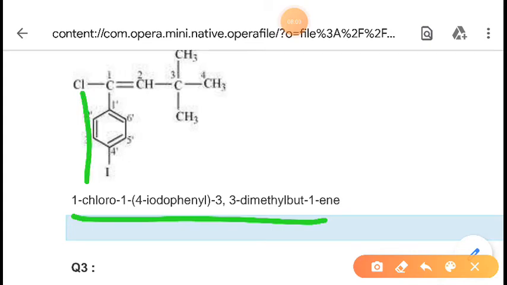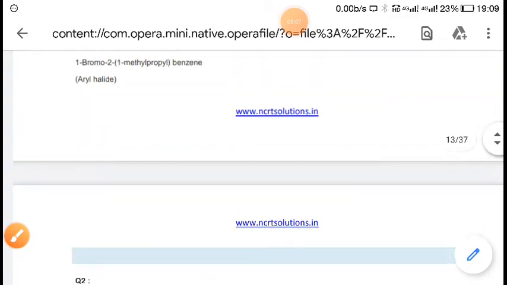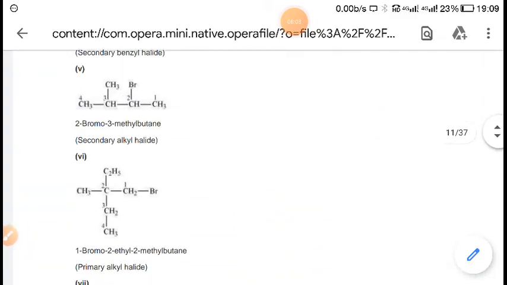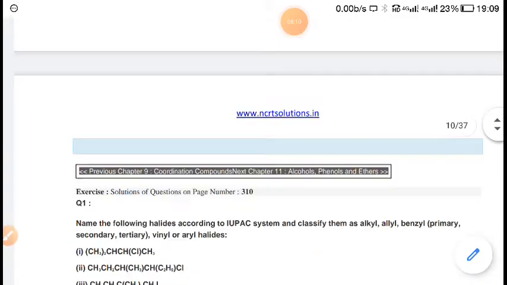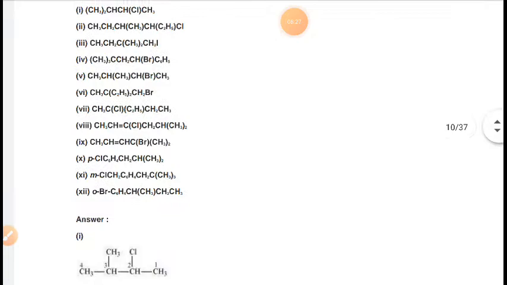After that we will name question number 3. Question number 3 is just, we have to identify which one is vinyl, which one is alkyl, and which one is aryl, right? This one: name the following halide according to the IUPAC system and classify them into alkyl, allyl, benzyl, vinyl, or aryl halide, right? So we will see this one by one.